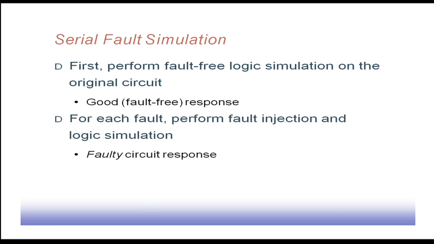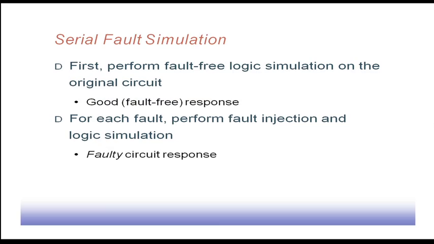So, that will give us the faulty circuit response. Now, there are two possibilities: for certain faults, for certain patterns, the faulty response may be the same as the good response. That means those patterns are unable to detect those faults. So, if it happens that for all the primary outputs the response is the same as the fault-free response, then that particular fault cannot be detected by that test pattern.